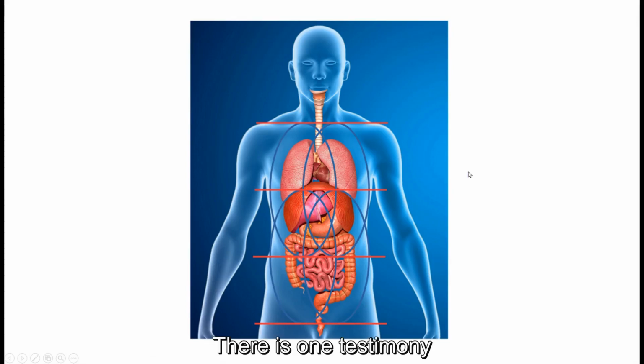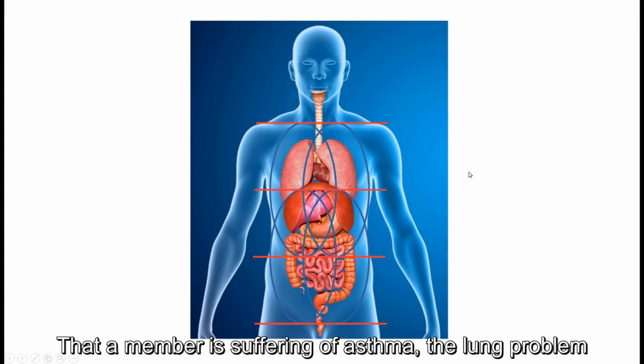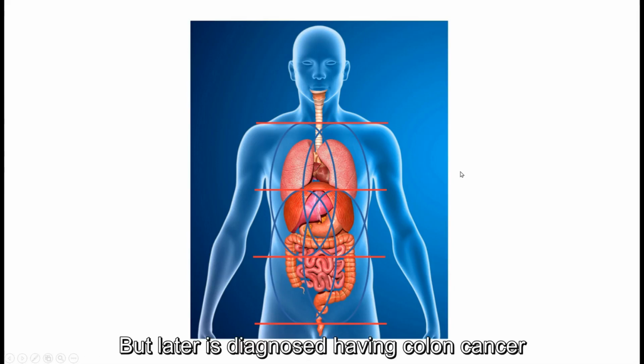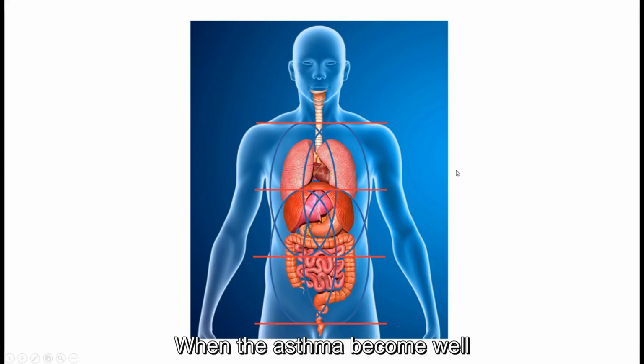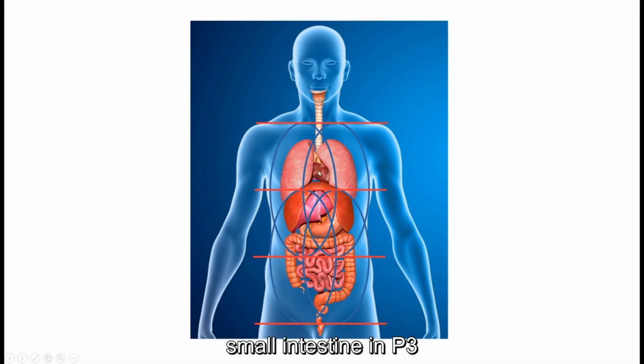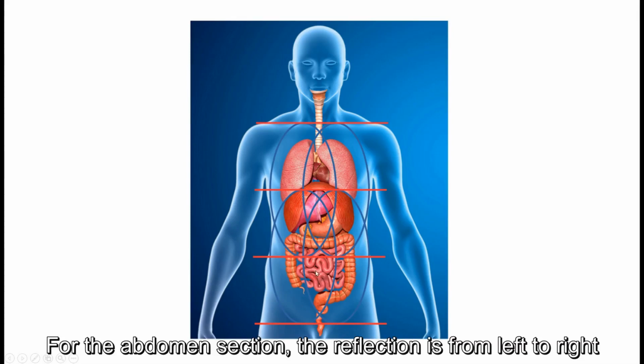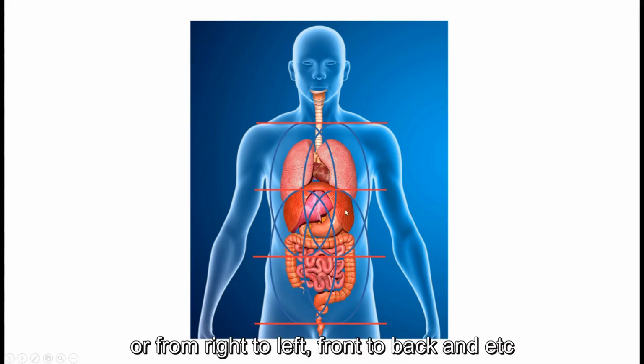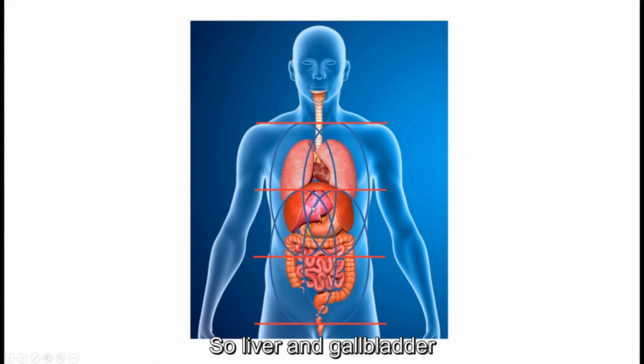There is one testimony that a member was suffering from asthma, a lung problem, but later was diagnosed with colon cancer. After going through the Ganotherapy, when the asthma became well, the cancer also disappeared. We proceed further, and you can see the heart in T3 is reflected to the small intestine in P3. For the abdomen section, the reflection is from left to right, or right to left, front to back, and so on. So the liver and gallbladder, stomach and pancreas, kidney and bladder are associated.